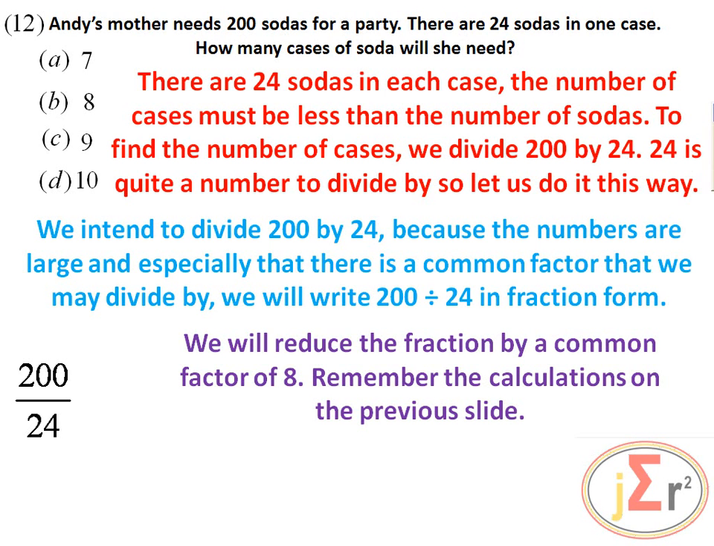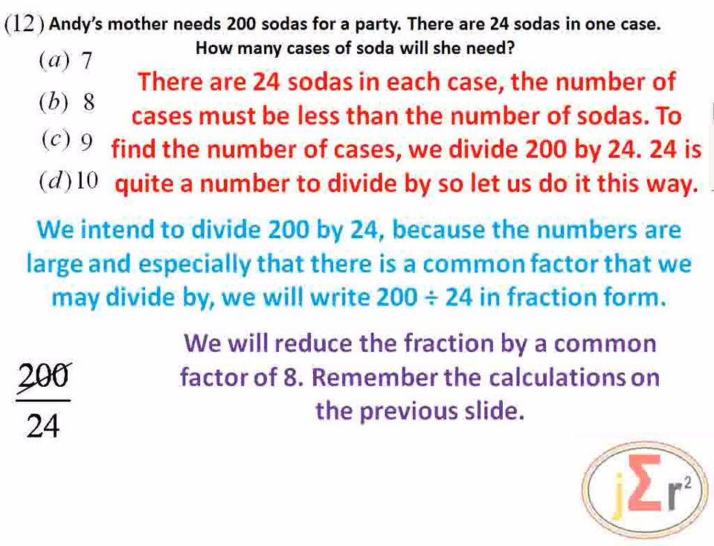200 and 24. So remember the calculations on the previous slide. Remember that, Jerry? Yes. When we divided 200 by 8 and the result was what? Can you remember? 25. Right. Good. So 25. So we are reducing by a common factor of 8. But we did not do the calculation for 24 because that is not far-fetched. So we reduce 24.